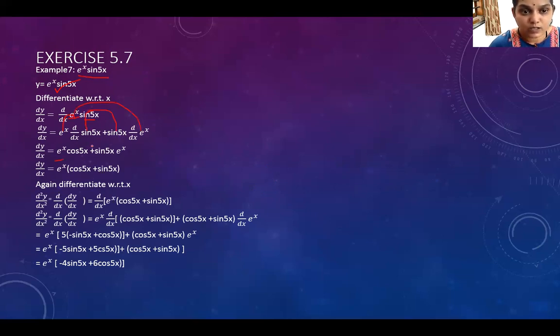E raised to x into sin 5x. Sin 5x means sin u. First you have to differentiate that with respect to u into du by dx. Sin u derivative is cos u. Like that, sin 5x gives cos 5x into the derivative of 5x, that is 5. Then plus sin 5x as it is, derivative of e raised to x is e raised to x. Here 5 is missing, sorry. 5 into cos 5x. This answer will be e raised to x into 5 cos 5x plus sin 5x, because e raised to x is common for both the terms.